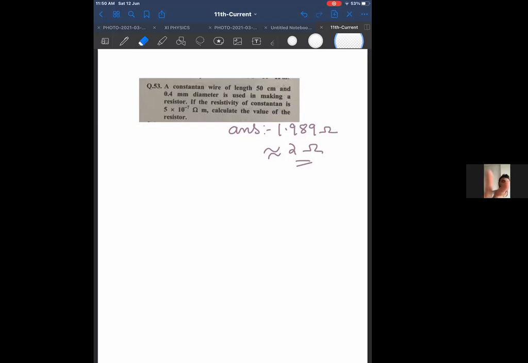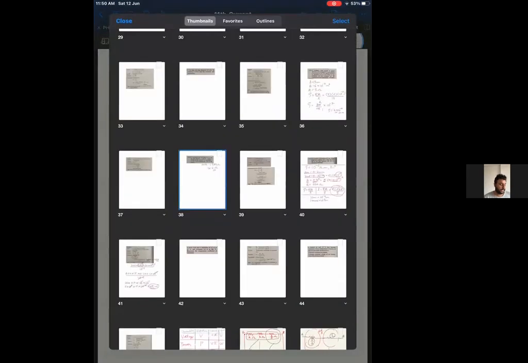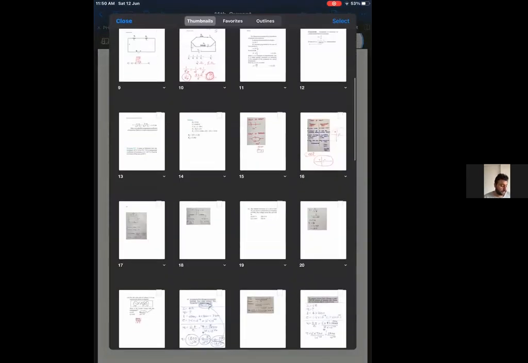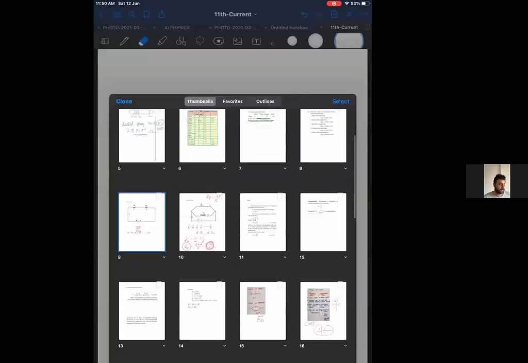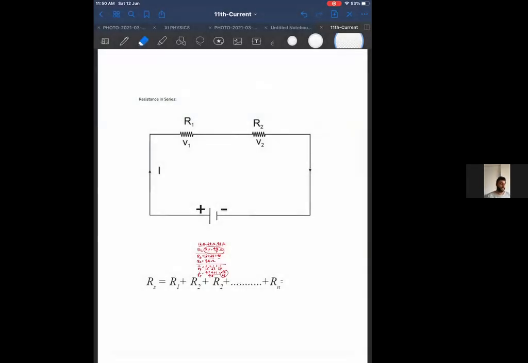Very good. Okay. So now I'll go to the next topic, and the next topic is, we have done it in your school also, that is resistance in series and resistance in parallel. Last class we have done cells in series and cells in parallel. Today we are going to do resistance in series and resistance in parallel.